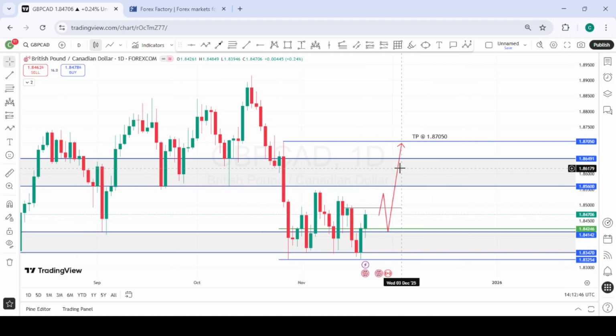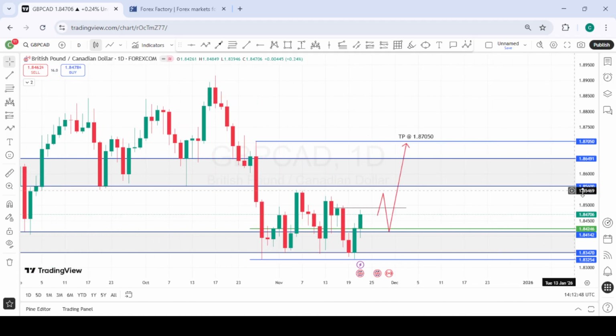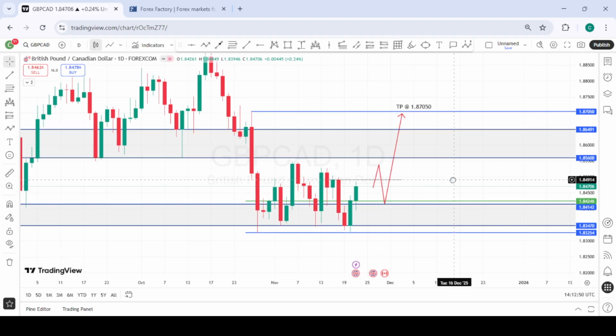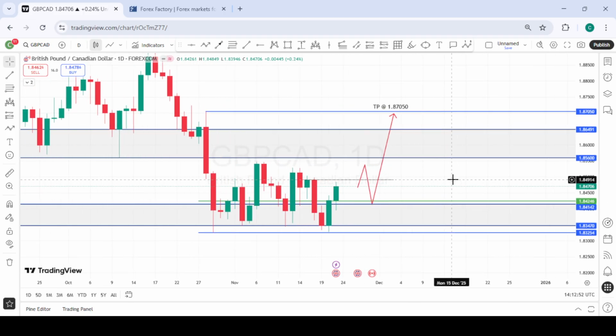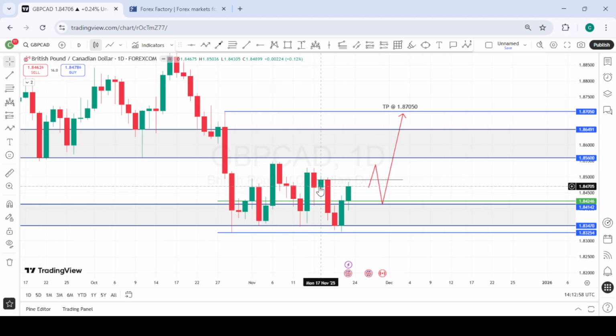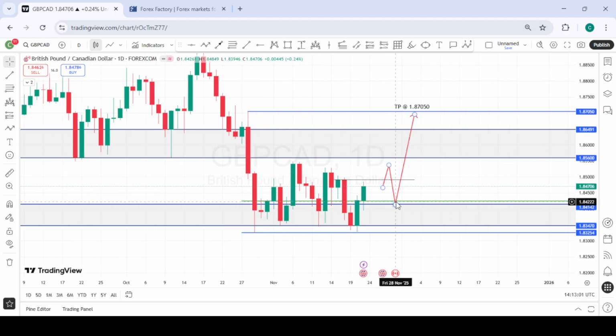We also have here once again the GBPCAD. So for GBPCAD, these are also the possible scenarios we're going to look out for. If we get a daily candle close above this daily structure over here, and we get a pullback into this zone, we can look out for possible buying opportunities to continue the buys to the upside.